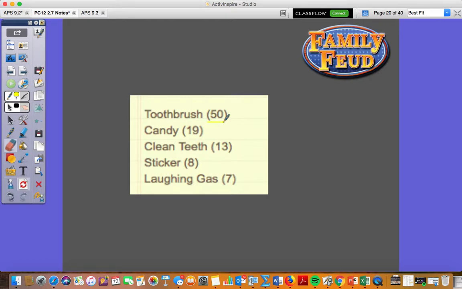Candy, give yourself 19. No, I said sticker. What'd you say? Clean teeth. We did good. No, it's like kid dentists. No adult dentist would give you candy. I don't make up things, I just show it to you. Okay, all right. Total your points there. That's your points.